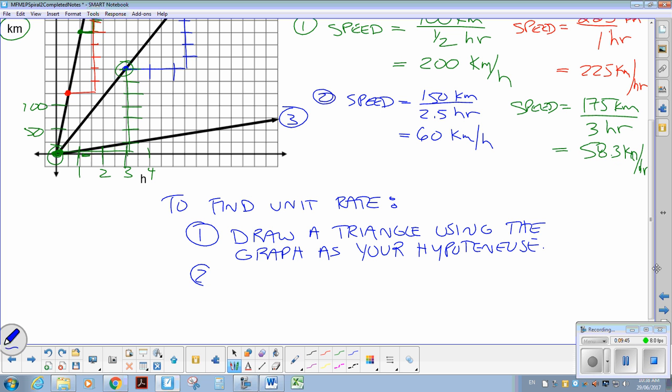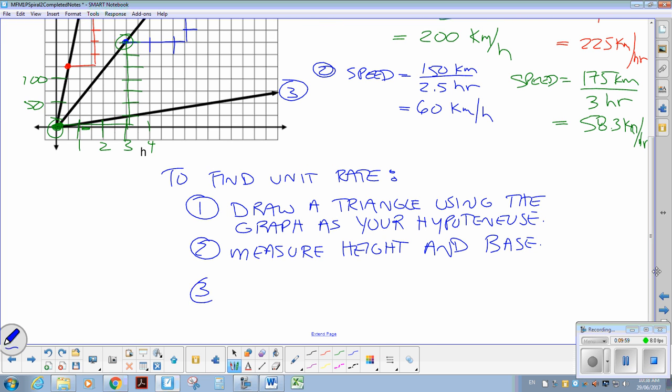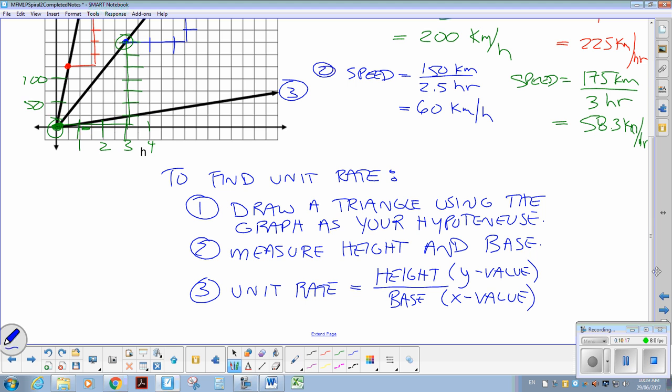Step 2, measure height and your base. And step 3, unit rate is equal to height, so your y value, divided by base, which is your x value. And that will always give you your unit rate.